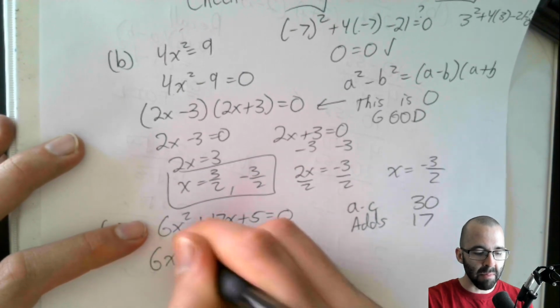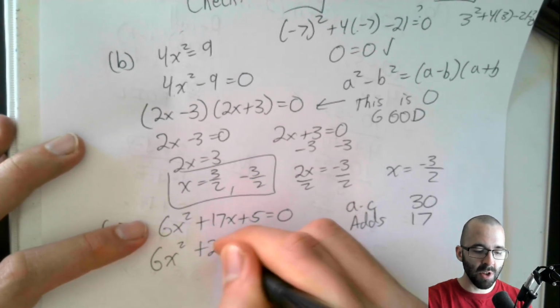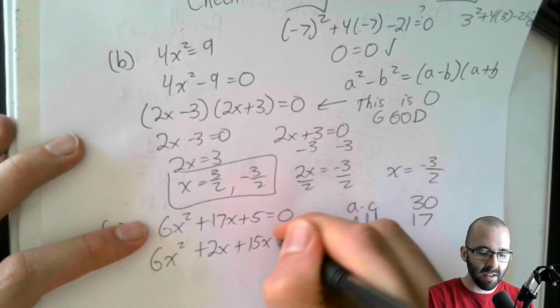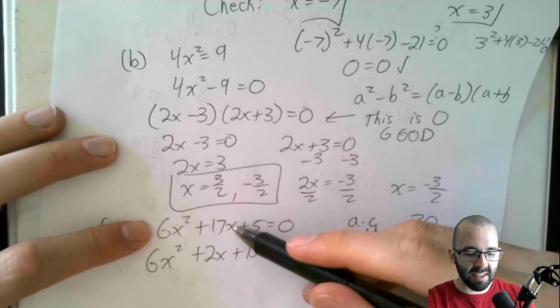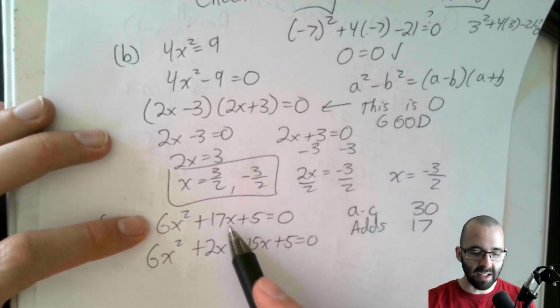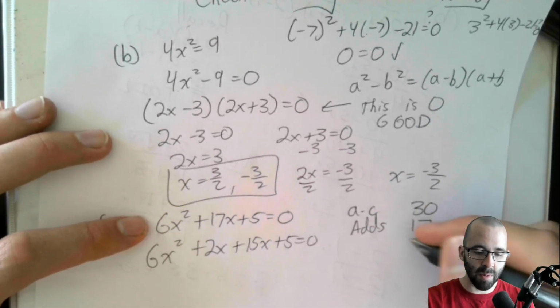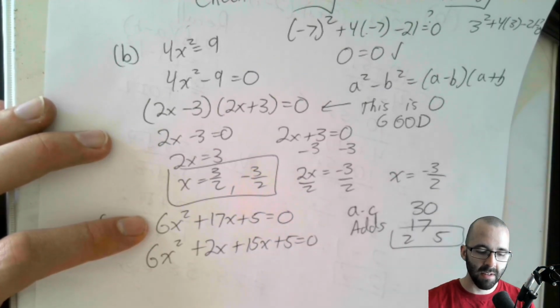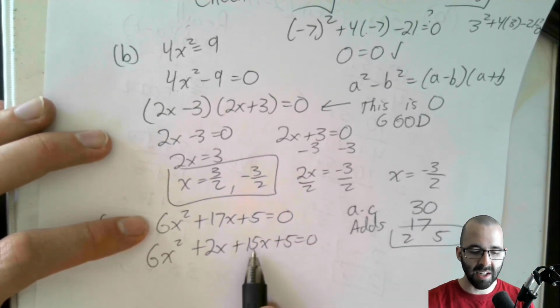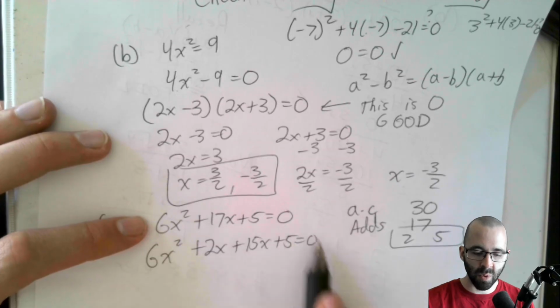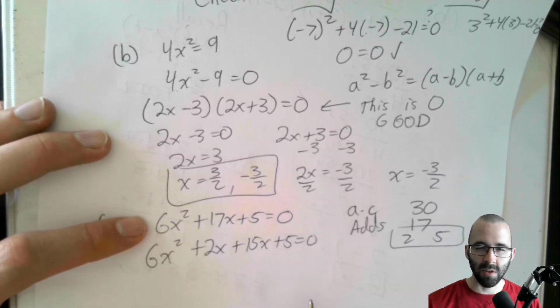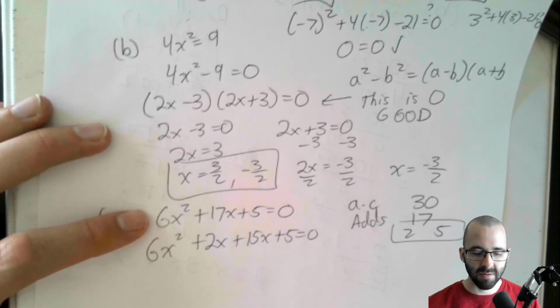And we split up that middle term. This becomes 6x squared plus 2x plus 15x plus 5. The 17x gets split up into the two numbers that we picked, 2 and 15, because 2x plus 15x is 17x. So we haven't changed anything. It just looks a little different, but it's the same stuff.